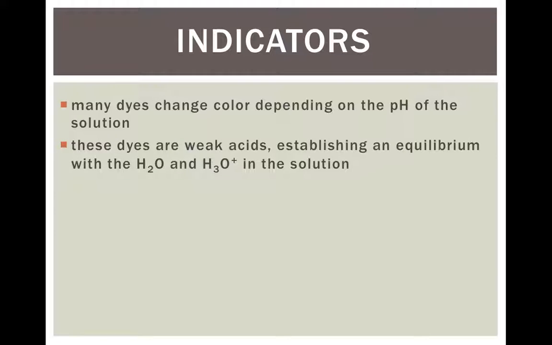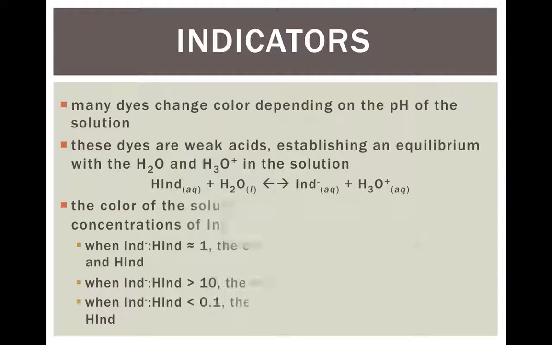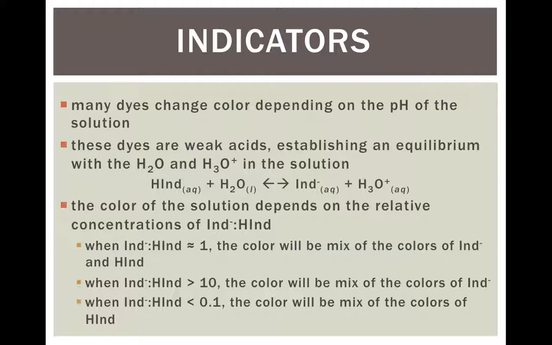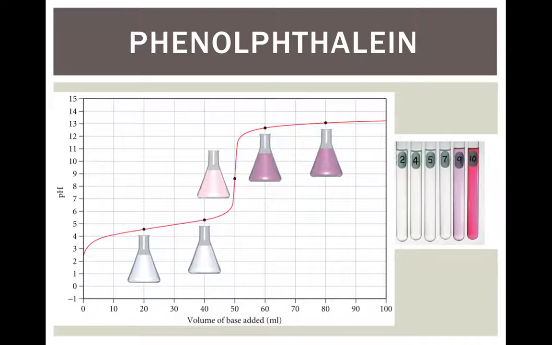Many dyes change color depending on the pH of the solution. These dyes are weak acids, and the indicator is going to change color at a certain pH range. This one, phenolphthalein, is probably the most common. It's the one that's going to be a little pinky. Phenolphthalein changes around pH 8 to about 13. So it's going to be clear, clear, clear, and then as soon as you go past 7 and get into the basic range, it's going to be light pink.